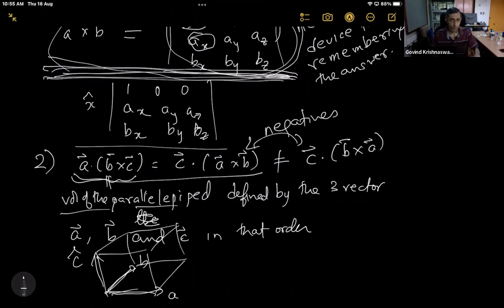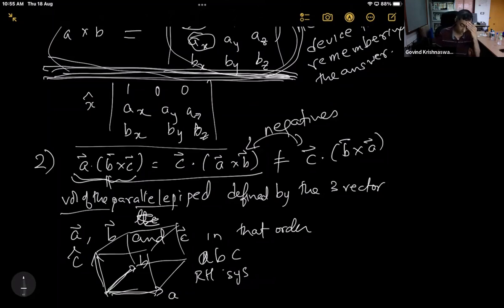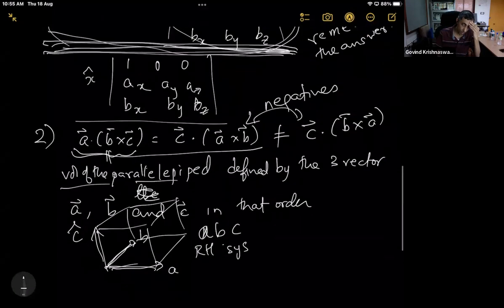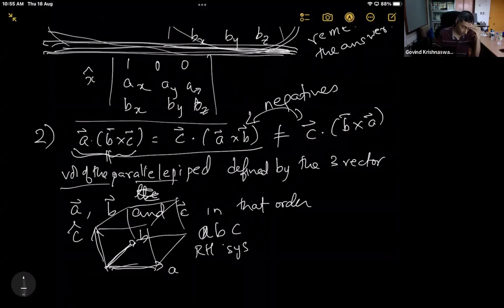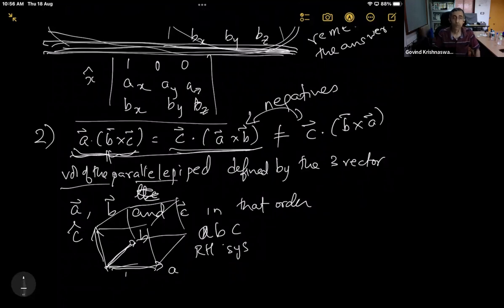In my picture, A, B, C form a right-handed system, whereas A, C, B or C, B, A form a left-handed system. C cross B will give you minus A. So as long as the basic vectors you write down in this order both form a system of the same orientation, both right-handed or both left-handed, then the answer is the same. That is what this is conveying.